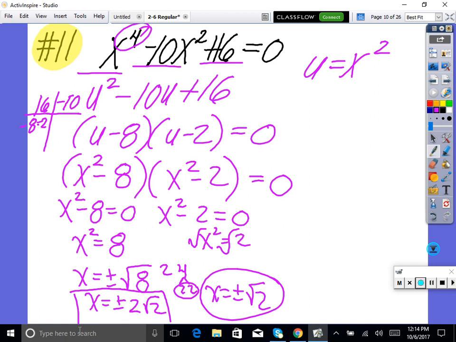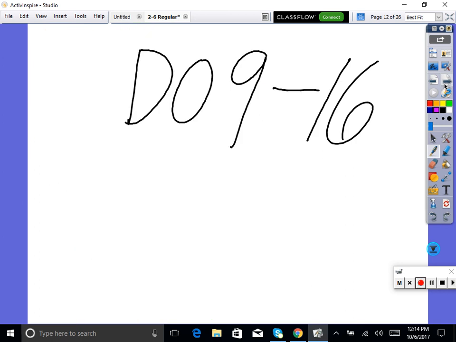Perfect. Okay, everybody. So yes, good question. You will simplify your answers. Okay, I don't think you need more examples. Do 9 through 16. Go, go, go.